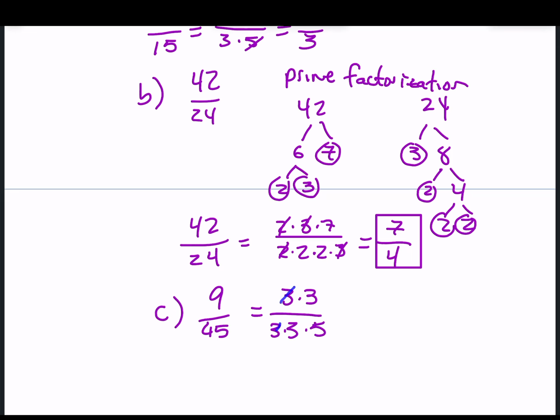So the 3's will cancel in numerator and denominator, in both cases, and we're left with just the 5 in the denominator, but we have to have a 1 in the numerator, so our answer is 1/5. So 9 over 45 reduces to 1/5. Okay, let's now move on and talk about multiplying fractions.